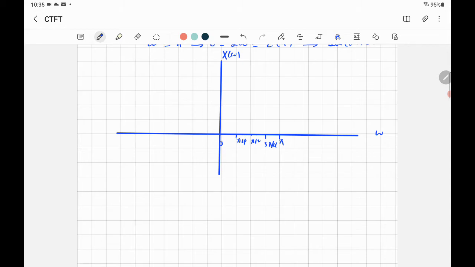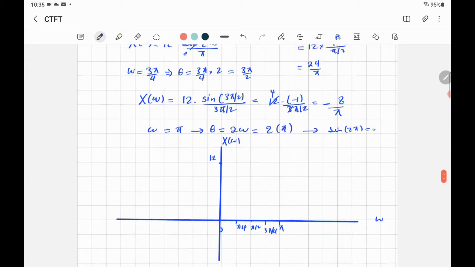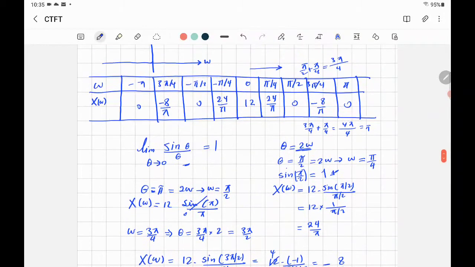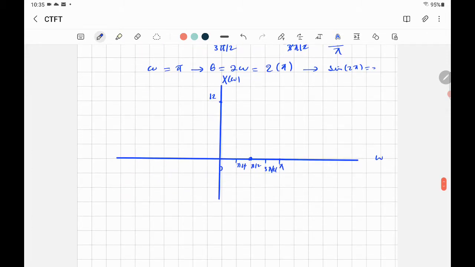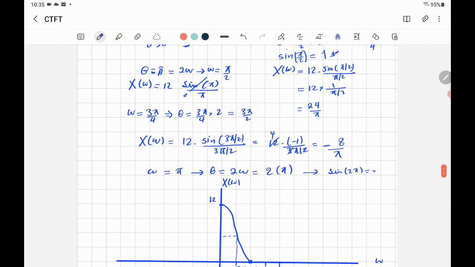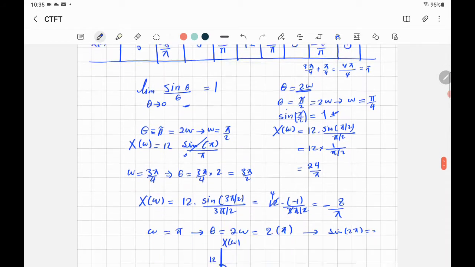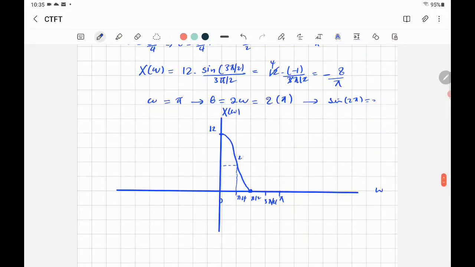The top here at 0 was equal to 12. And then at pi over 4, we'll have 24 over pi, and then at pi over 2 it will be 0. So it's decreasing. And you can adjust the curve, because you know when it's pi over 4, the value is equal to 24 over pi. Again, it will be 0 at pi, so it will go like that.